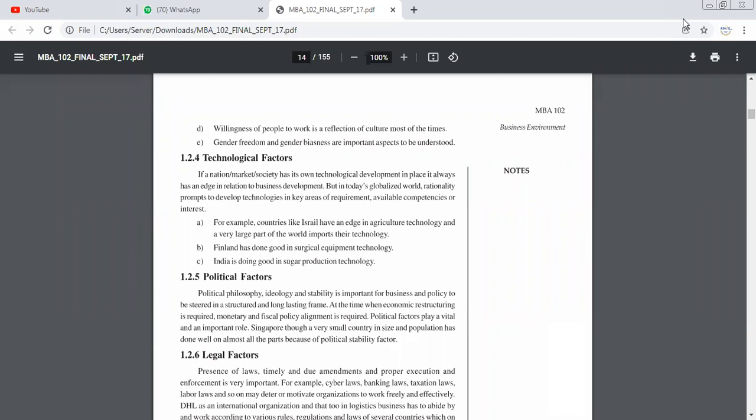Now let us see the next point that is called political factors. Political philosophy, ideology, and sustainability is important for business and the policy to stream in a structured and long lasting frame. Now see, if you see a country which is very small, I will give you an example of Singapore. Singapore is a very small country, and you can see the GDP of that country is much higher as compared to the countries called developing nations such as India, Pakistan, and Bangladesh, right?